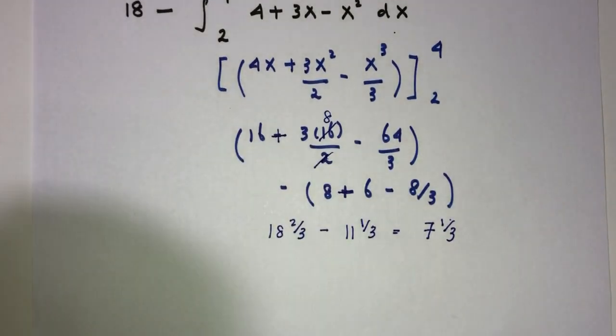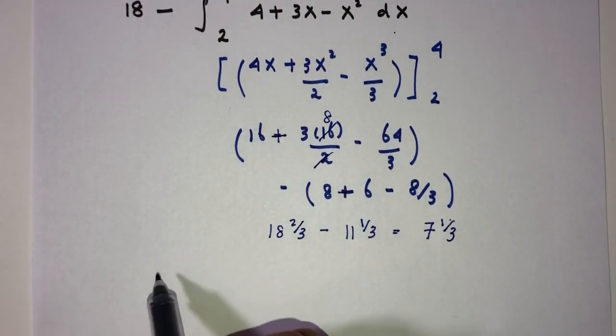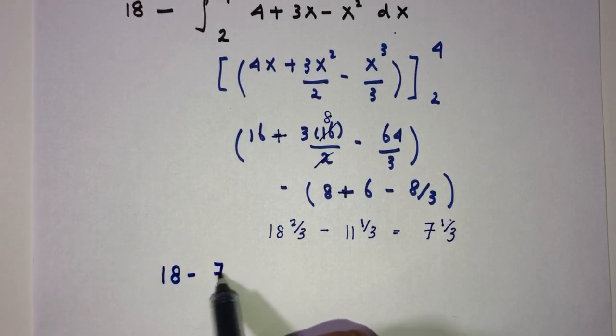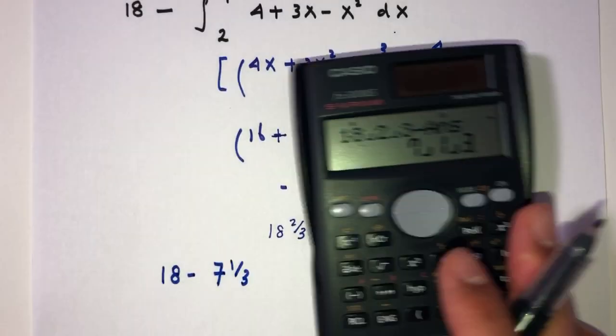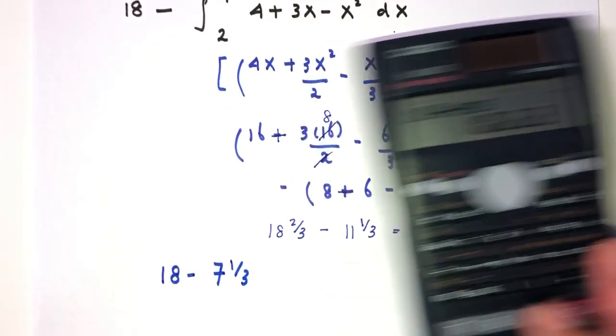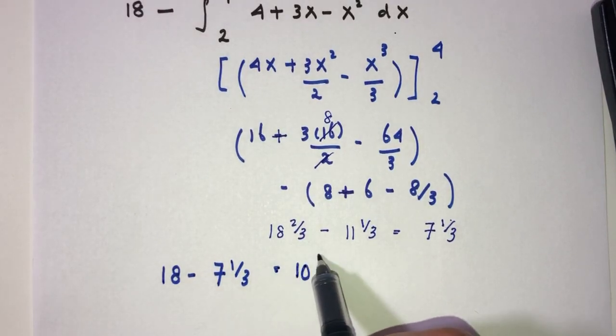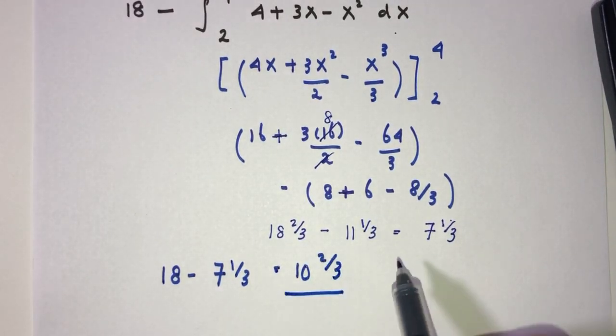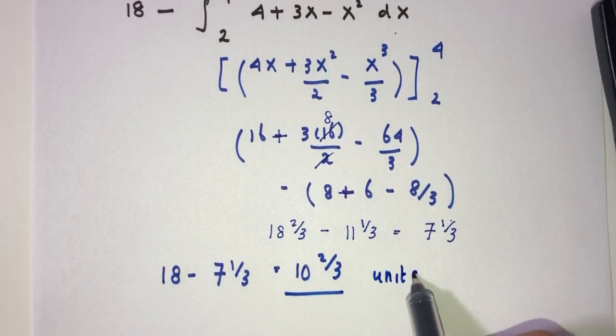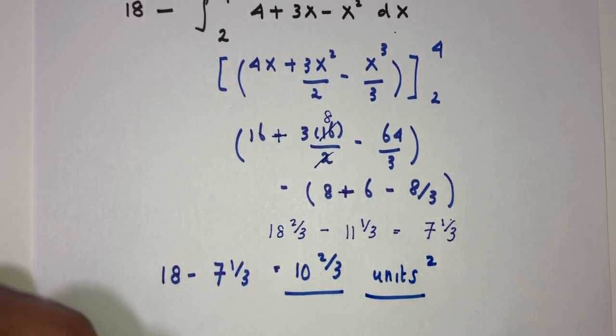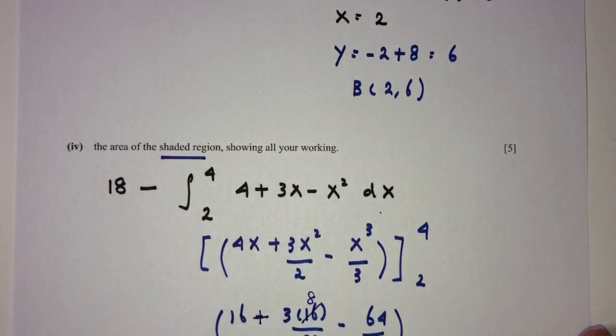So we conclude that your area is 18 minus 7 and 1 over 3. That will be 10 and 2 over 3 as your answer, units squared for area. So that will be your answer for question number 11.